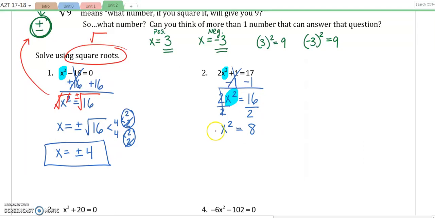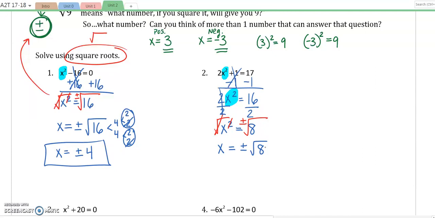And once the squared is alone, once again, we are going to square root both sides. And because I square rooted both sides, the square root and the square cancel out. But I have to remember my plus or minus, because that produces 2 answers, positive and negative. So we end up with just x on the left, and on the right, I have plus or minus the square root of 8.